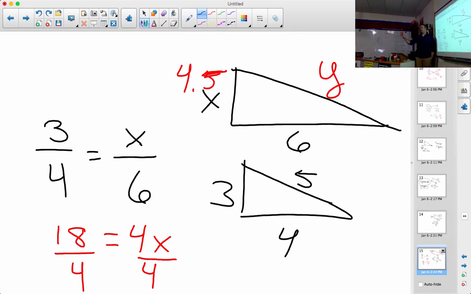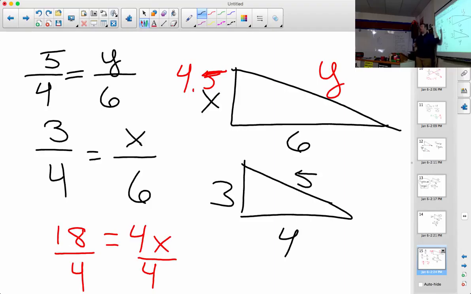Gretchen was absolutely on the ball here. She said, if I need to find y, I've got to use this 5. So she was going to use 4 and 5. It doesn't matter what order you do it in. So let's just go ahead and do 5 over 4. I did the longest side over the middle side. So what would that be here? Not x over 6, but y over 6.